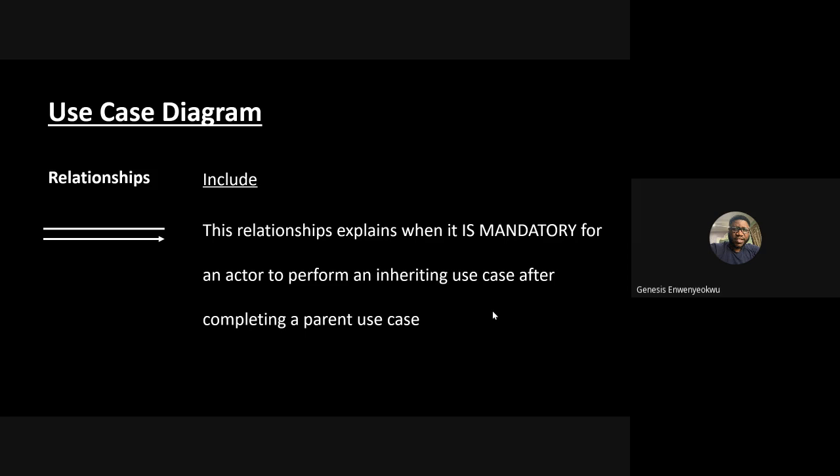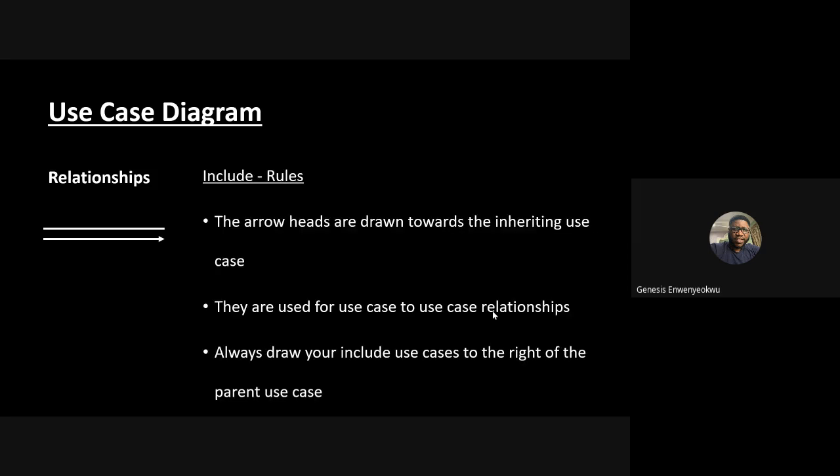So the include relationship comes where it is mandatory to perform the inheriting use case in order to complete the parent use case. One of the rules we have when drawing the include relationship is that the arrowhead, unlike your extend relationship, whereby the arrowhead is pointing to the parents, in an include relationship, the arrowhead is pointing to the inheriting use case. Also, it is used exclusively for use case to use case relationship.